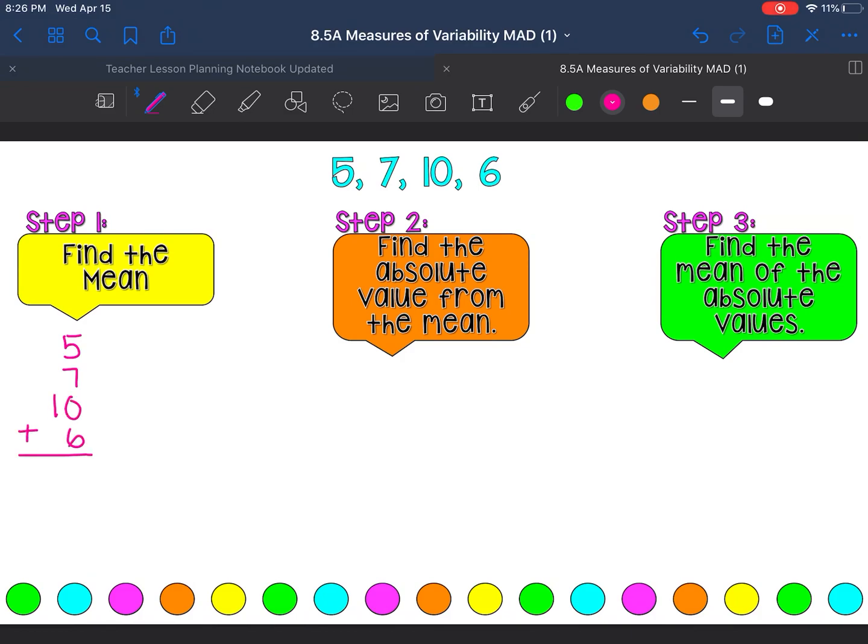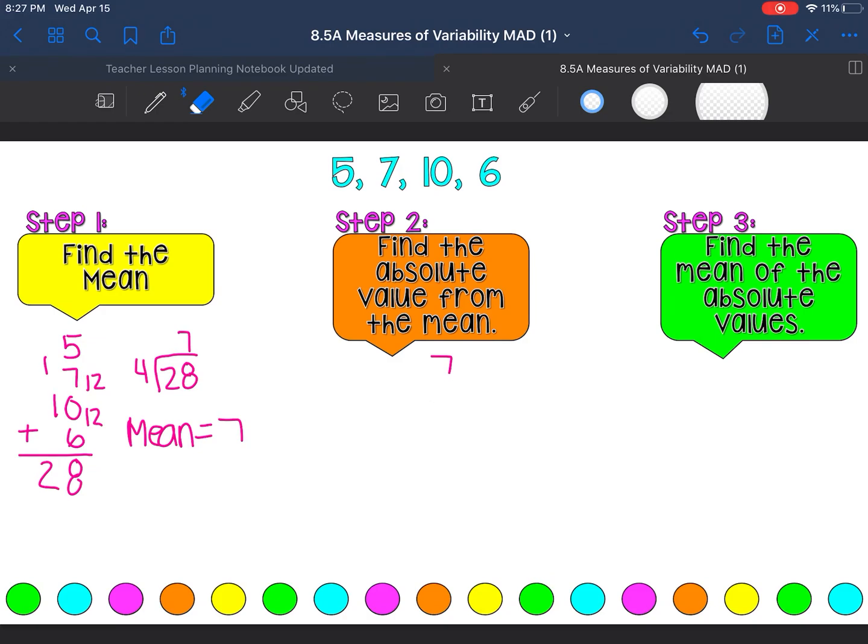So remember, when we find the mean, we add up all the numbers together. 5 plus 7 is 12. 12 plus 0 is 12. 12 plus 6 is 18. Carry the 1, drop the 8. 1 plus 1 is 2. So that gives us 28. So now I'm going to take 28 and divide it by how many numbers I added together. Well, I added 1, 2, 3, 4. So I'm going to do 28 divided by 4. 4 goes into 28 7 times. So that means that my mean equals 7.